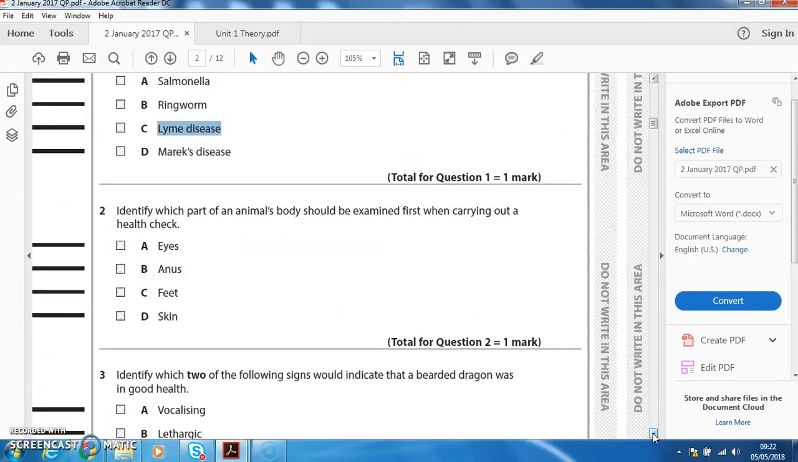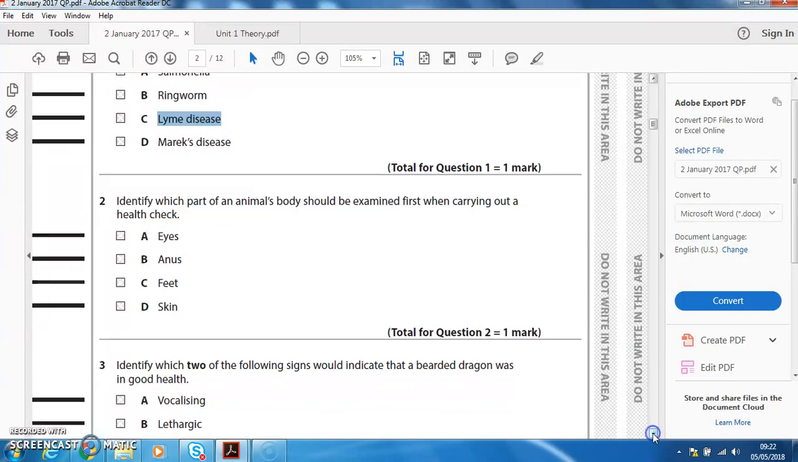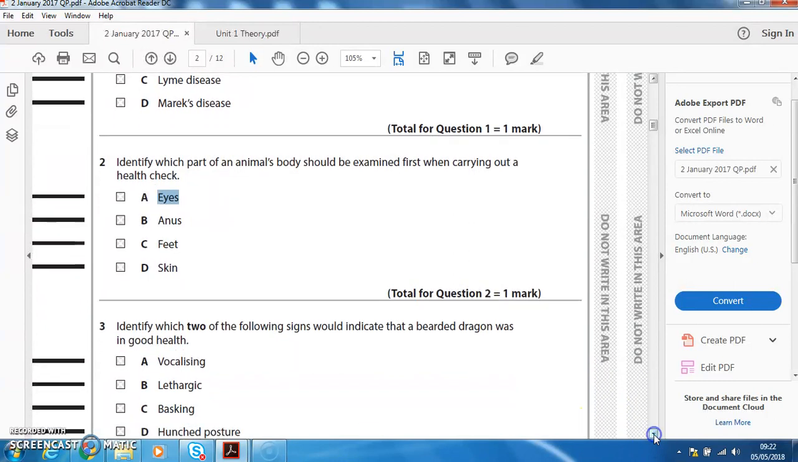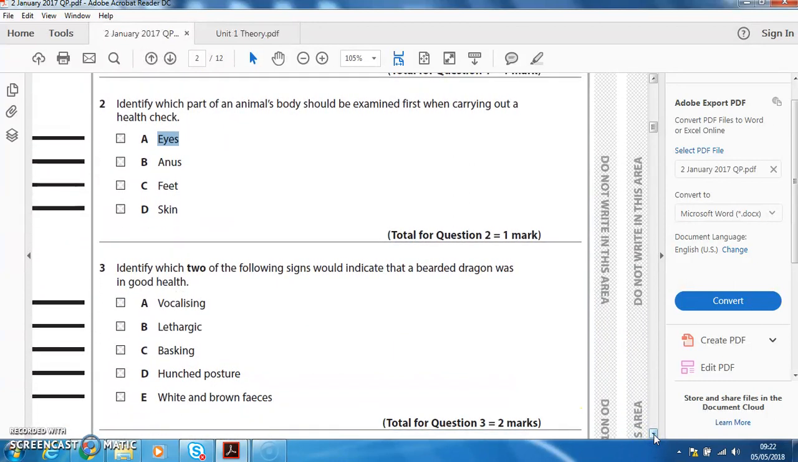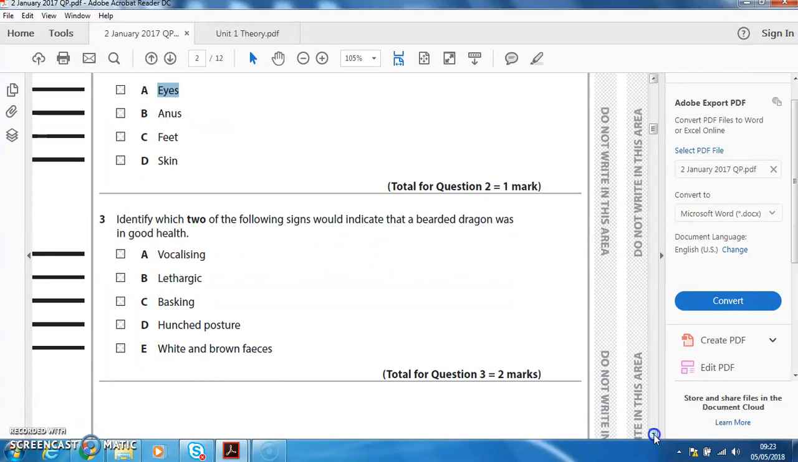Which part of an animal's body should be examined first? Well, whilst your hands are clean, you should examine the eyes, because it's really easy to get eyes infected. So you examine those first while your hands are clean.